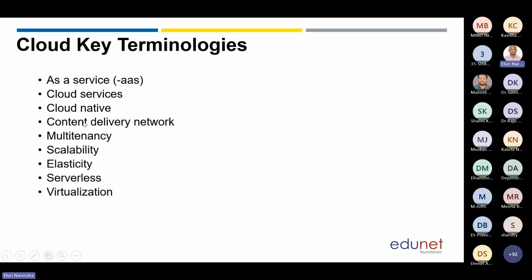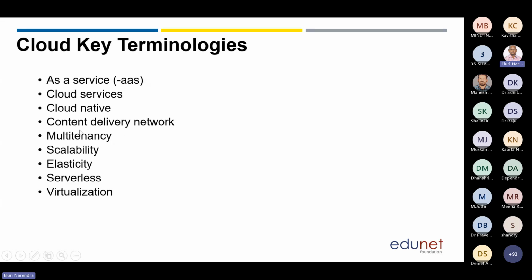Next one is content delivery network. Suppose I have a server, and yesterday I kept some data in my database. That database needs to be given access to one of my teammates, who is in the USA. I am in India, and I kept some data, and my teammate in the USA needs to download that particular data.